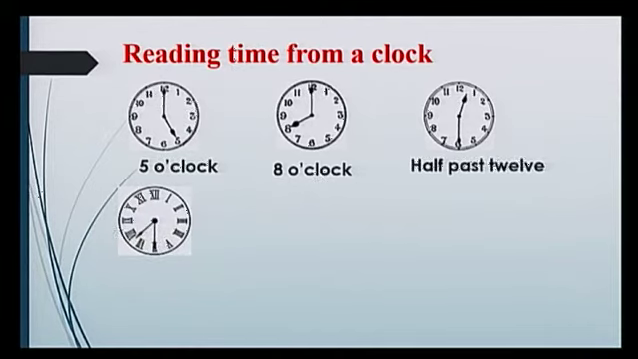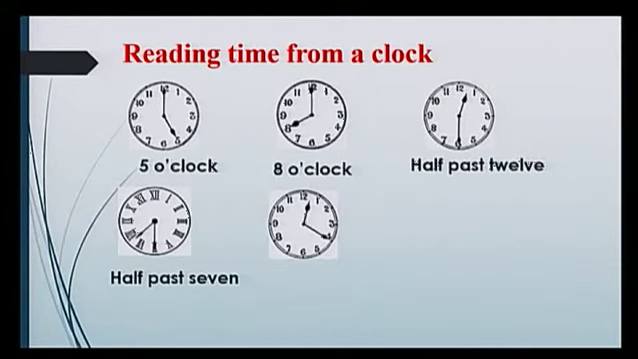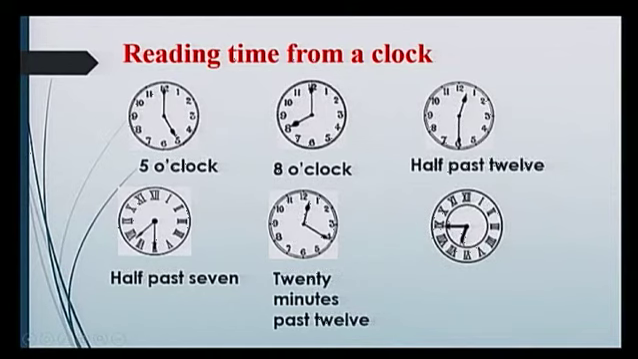Now let us look at this example. The minute hand is on 6 and the hour hand is between 7 and 8. So we are going to say that it is half past 7. The next one, the minute hand now is on 4 and the hour hand is between 12 and 1. Remember, I said for this half, we are going to use past. So here it is 20 minutes past 12. The next one, the minute hand is on 9. The hour hand is between 6 and 7. So here we have to. This half part is to. So we have quarter to 7.